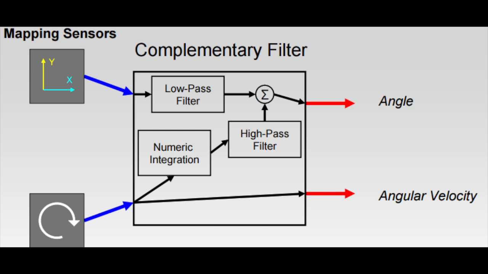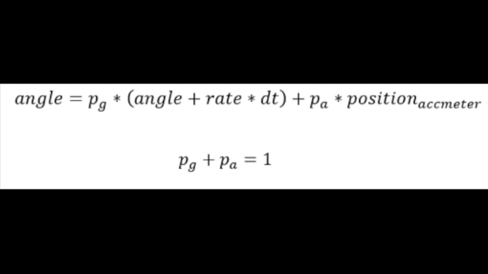Here you can see a conceptual diagram of how this works, involving both the high and low pass filters that use the appropriate signals under the appropriate regimes so that we get values that are both smooth and do not have any steady state error or drift over time. The actual implementation of this filter was done using the equations shown here.